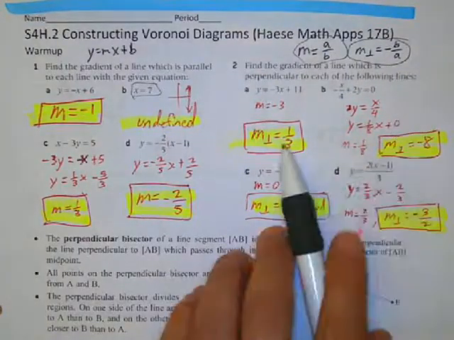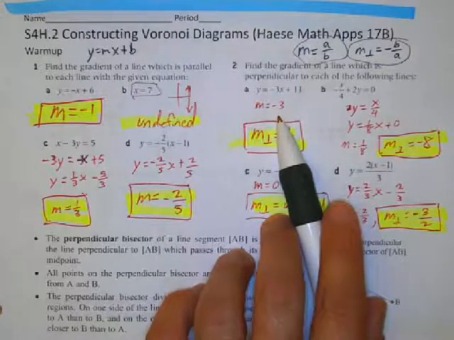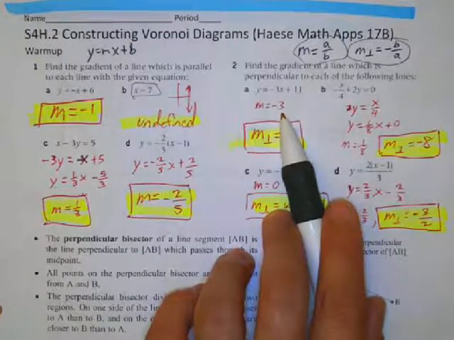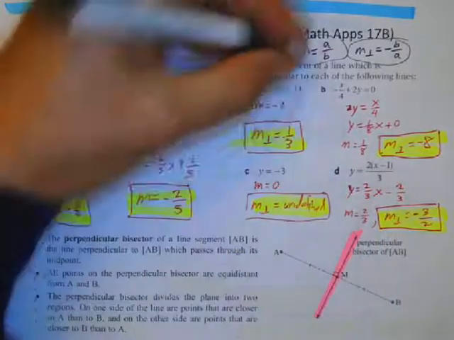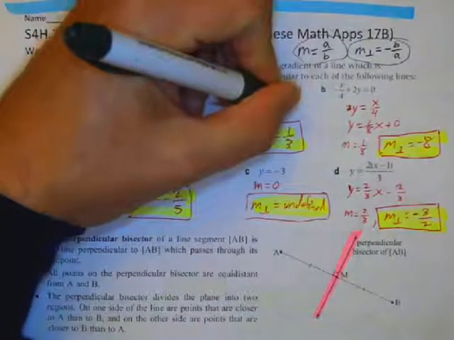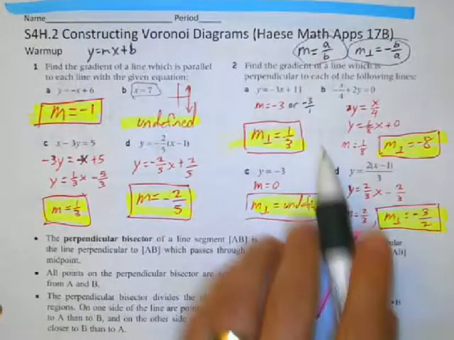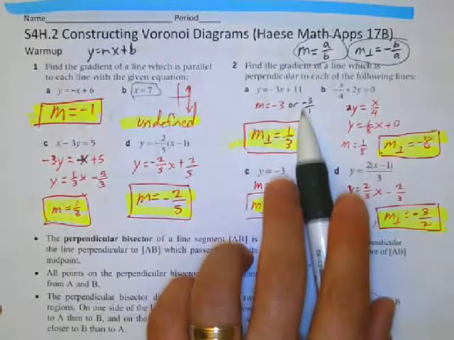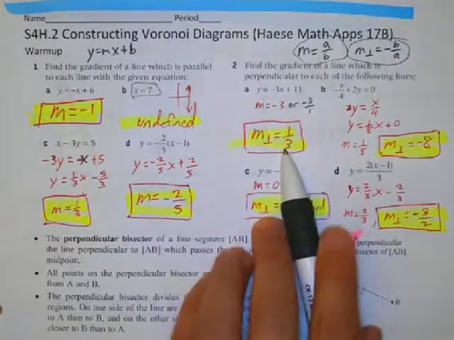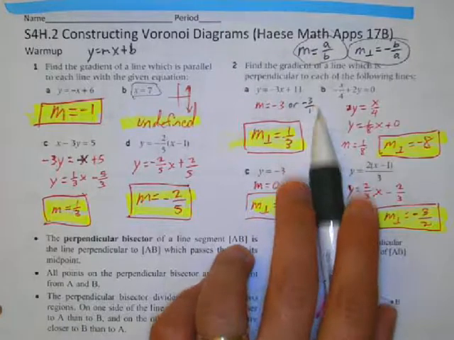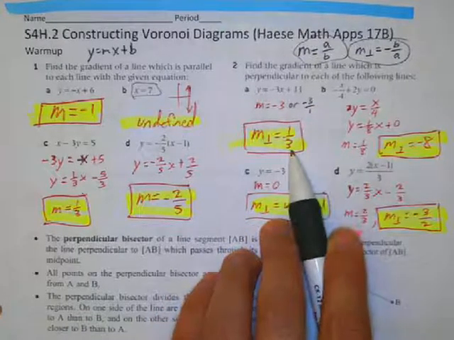So for example, if this slope is -3, we could call this -3 over 1, right? So if this slope is -3 over 1, we're going to change the sign, so now it's positive, and now the new slope is going to be 1 over 3.